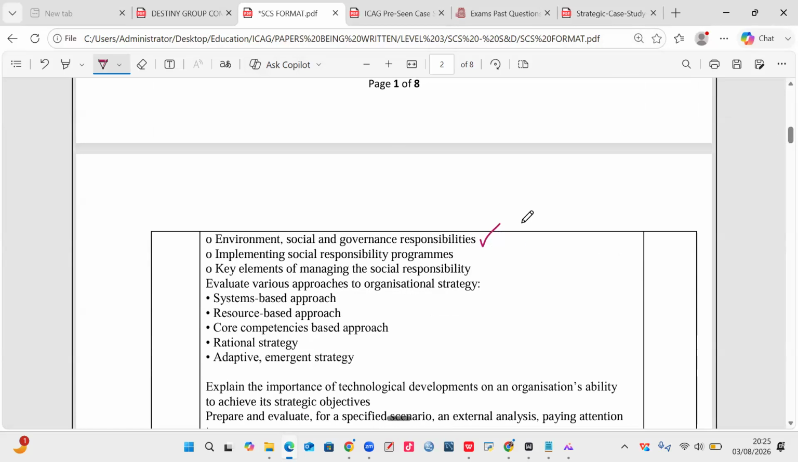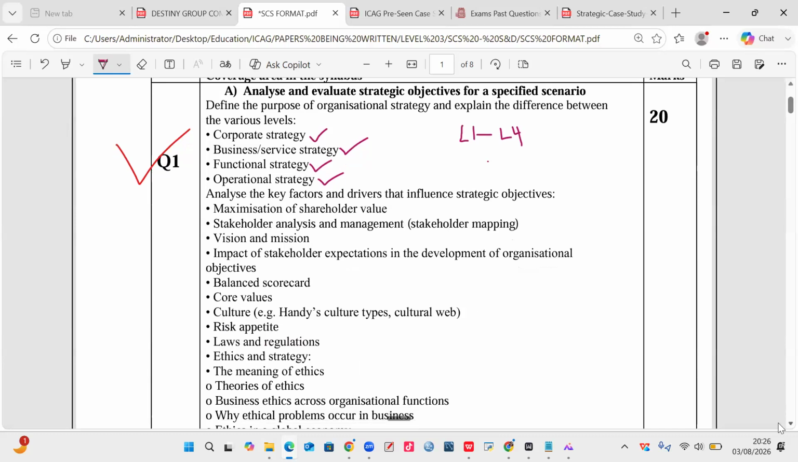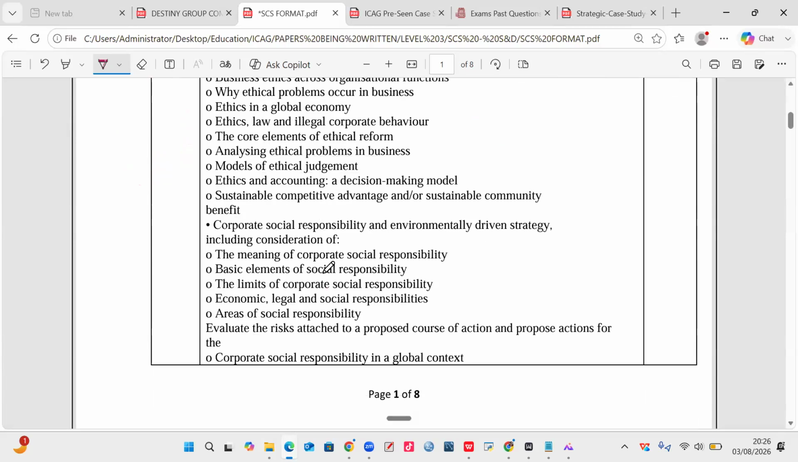So what I'm trying to say is that the way ICAG structures the questions, question one, question two, it follows the format. When I pick this format, I know that ICAG can ask a question on any of the topics here: corporate, business, functional, operational strategy, shareholder value, stakeholder analysis, vision and mission, balanced scorecard, core values, risk appetite, Handy's culture, cultural web, laws and regulations. I know the areas ICAG will ask for question one fall under any of these.